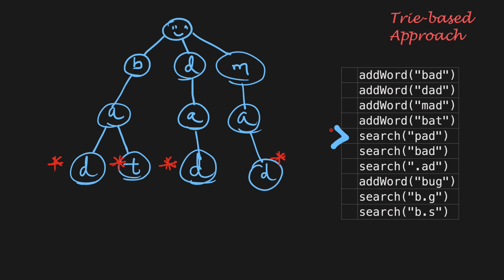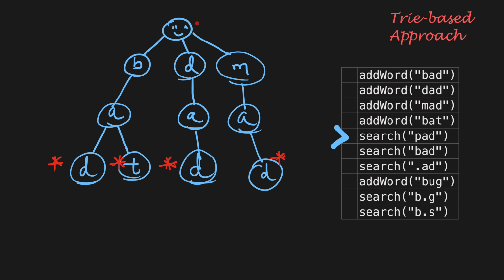First, let's search the word pad. Now searching will involve two simple rules. If we see a normal letter, we must follow the specific path in the trie. But if we see a dot wildcard, we must explore every child path of the current node. Let's see this in action.